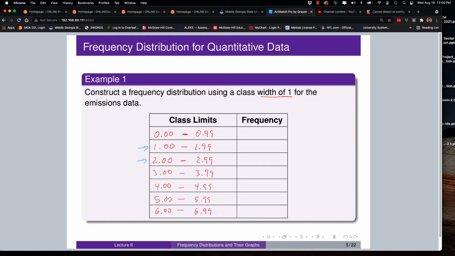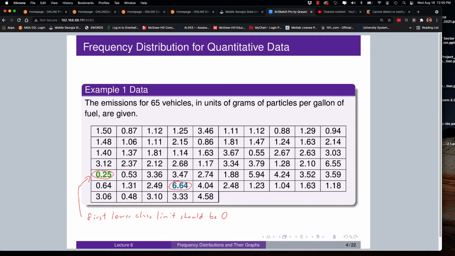Okay. Now we just need to count and get the frequencies here. Let's do it for the first class only, the 0 to 0.99 class. So we're going to go back to that data on the previous slide, and let's count and see what our frequencies are for that class. So I'm just looking for the ones. I'm going to erase this stuff here.